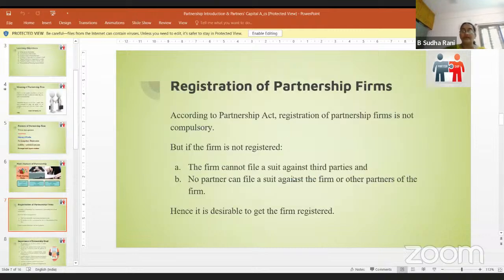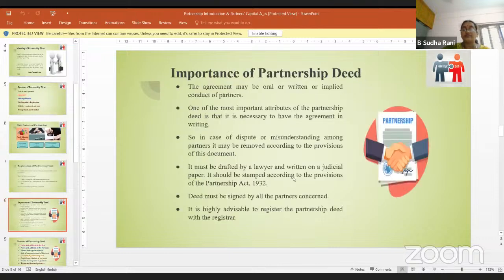Now, coming to why registration is not compulsory, because the Act says whether you get your firm registered or not is up to you. But for the firm, it is desirable, because if the firm is not registered, it cannot file a suit against third parties, and third parties can file a suit against the firm easily. So to avoid these situations, the firm needs to get registered.